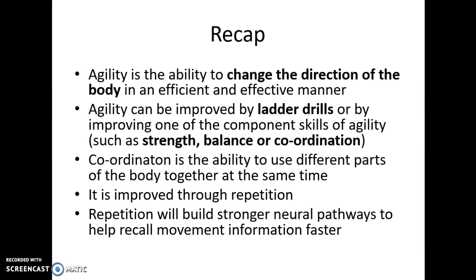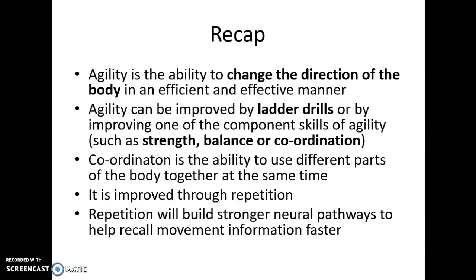So agility is the ability to change the direction of the body in an efficient and effective manner. So thinking about cats moving really, really quickly from one side to another. And again, it's all about shifting your weight as well, isn't it? So it's not a gesture thing. It's not about changing where your head's looking. It's that whole body change of direction. So agility can be improved by things like ladder drills, where we're actually focusing on being agile and shifting our weight really, really quickly. Or we can improve it by improving one of the component skills of agility. So things like strength, balance, or your coordination.